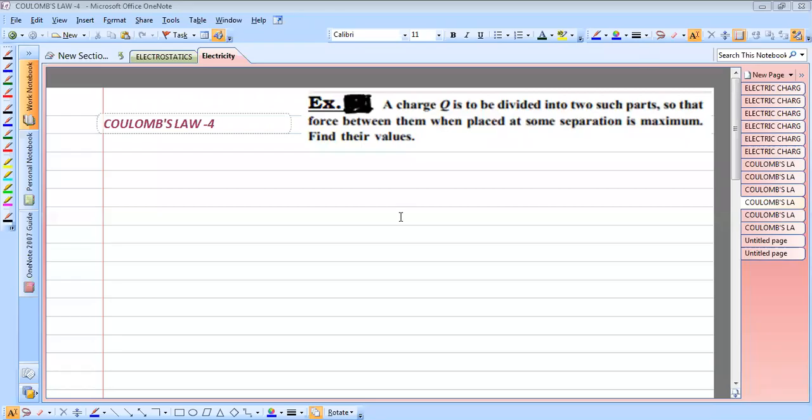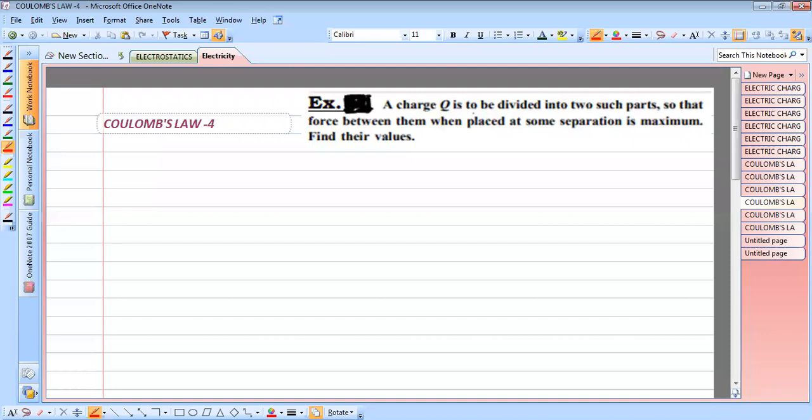Last class, we discussed some examples to calculate the electrostatic force between static charges. In this class, we will discuss a few more numericals on the basis of that. So let us take this question.